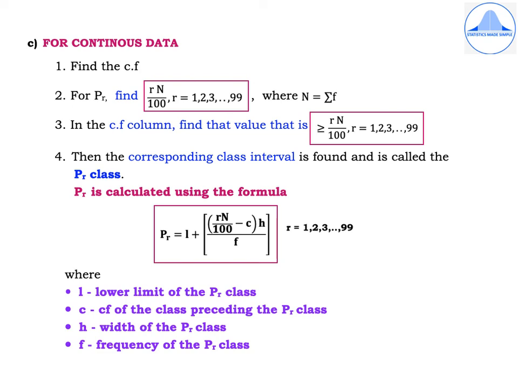Then the corresponding class interval is found and is called the Pr class. Pr is calculated using the formula Pr is equal to L plus (rn by 100 minus C) into h divided by f, where r takes the values 1, 2, 3 up to 99. And L is the lower limit of the Pr class, C is the cumulative frequency of the class preceding the Pr class, h is the width of the Pr class, and f is the frequency of the Pr class.